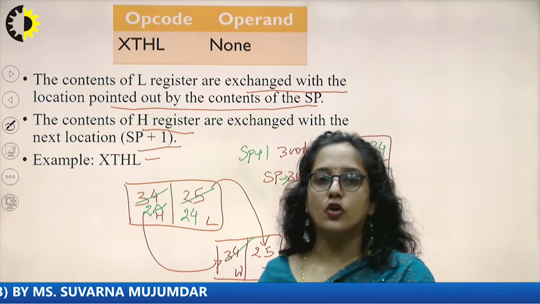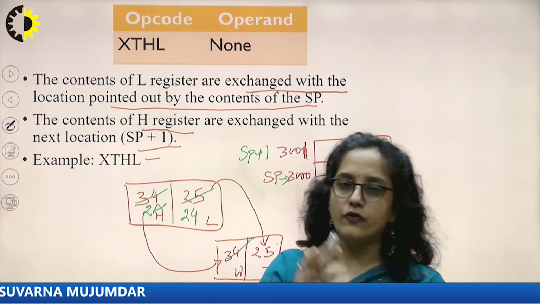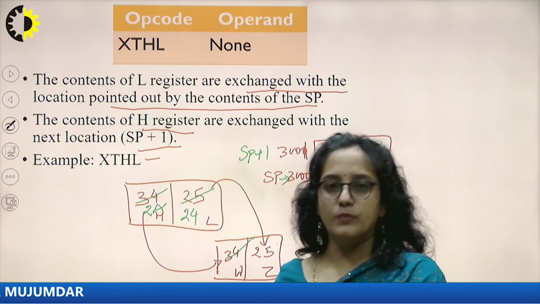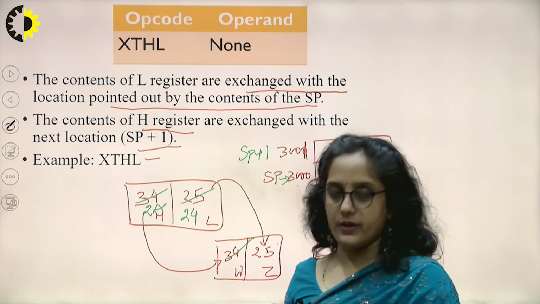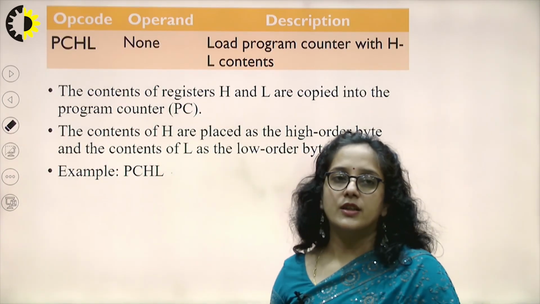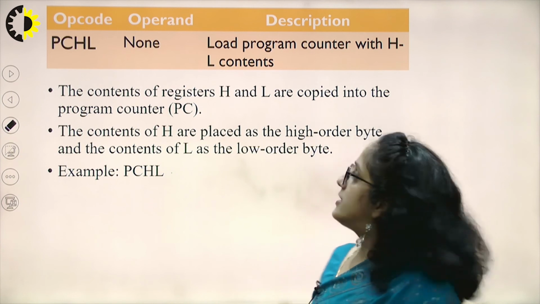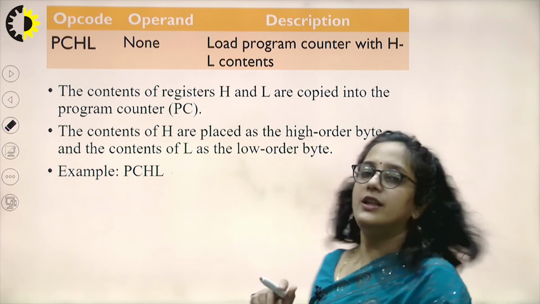It is not just a copy. There is an exchange. The content of the HL pair will be transferred to the memory location, and the content of the memory location will be transferred to the HL pair. Now the next instruction is PCHL. PCHL loads the program counter with the HL pair.